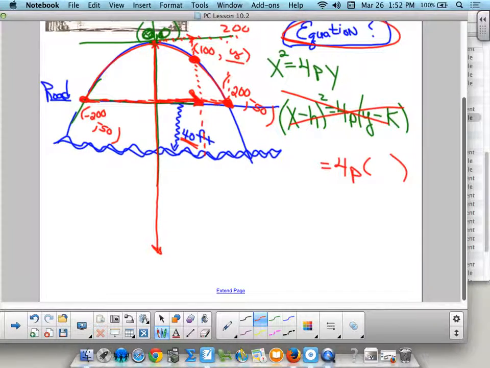You better know an X and a Y here, and you do. You know this X, you know that Y, you know a point on your parabola. You know another point on your parabola. You know 2 points. Personally, I would pick this one. 200 for X, square it, negative 50 for Y, and that's what you do. You solve for P. So go ahead, solve for P. I'll catch up to you.